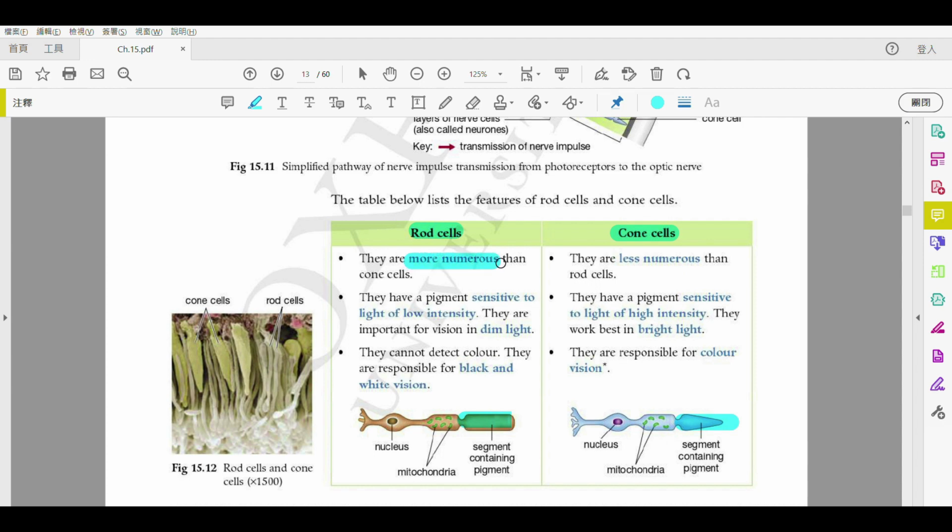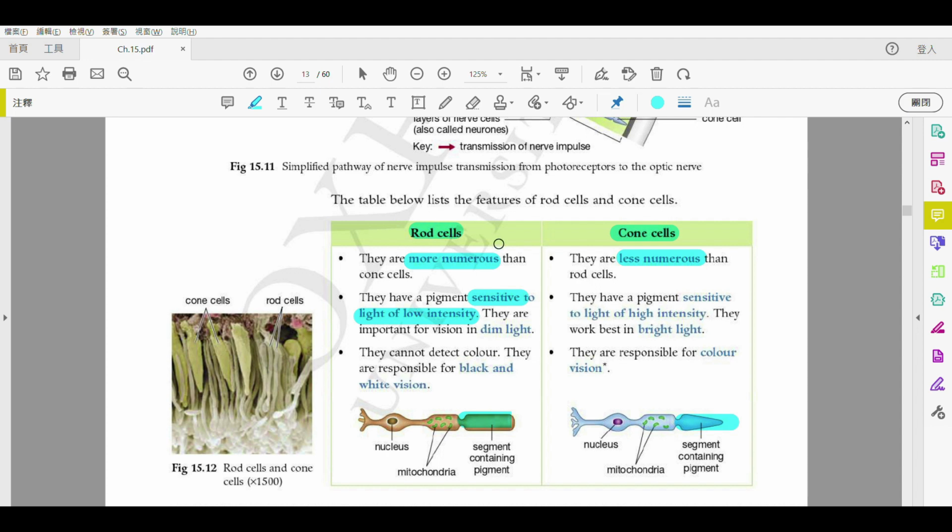That means higher in number, 係多啲嘅. Okay, and then for cone cell, less numerous. For rod cell, they are sensitive to light of low intensity. What does that mean? That means little light or a lot of light. Low intensity, that means little light. Okay, so when there is little light, it is important. Okay, the rod cell functions better.